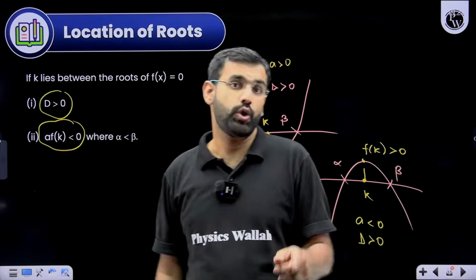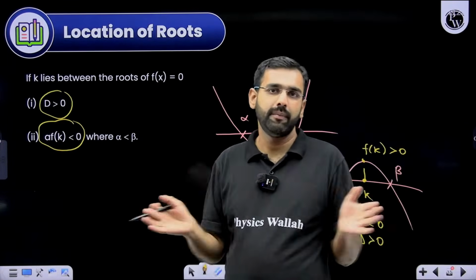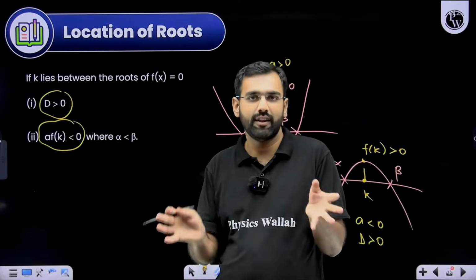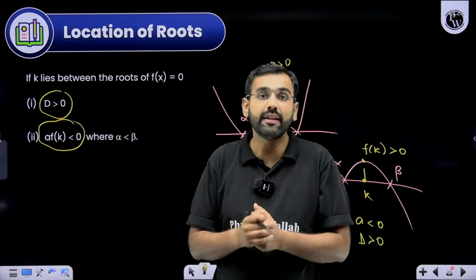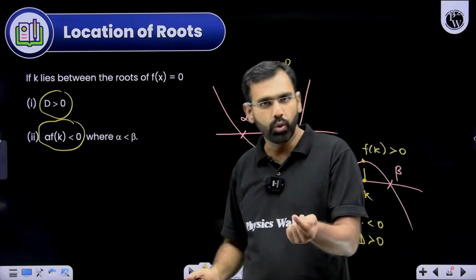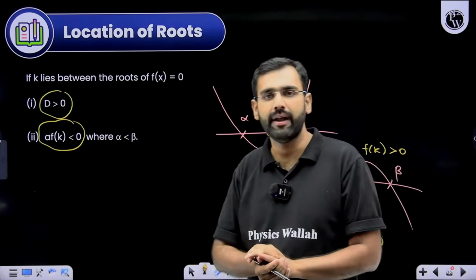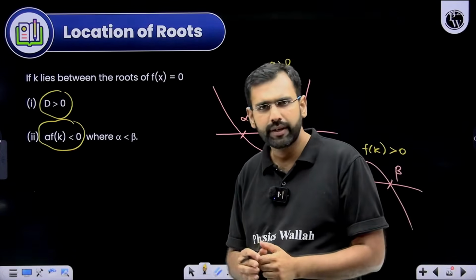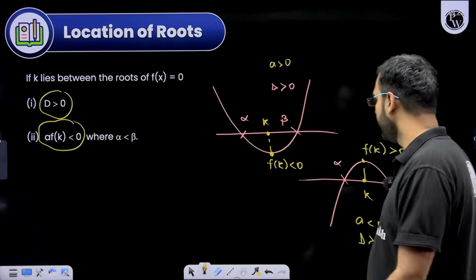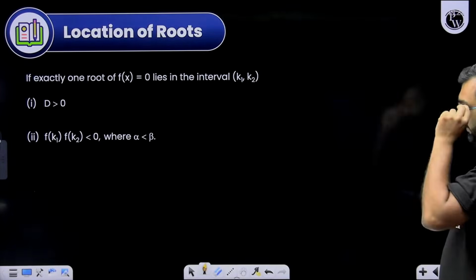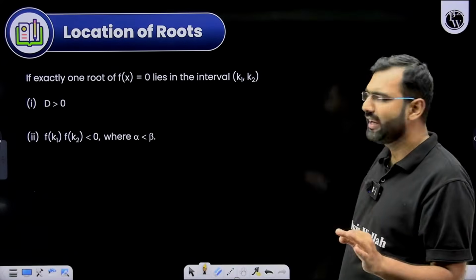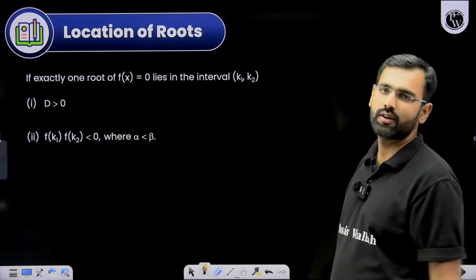If I wish to ensure that k lies between alpha and beta, or if I wish to say that alpha and beta contain a value k between them, then these two conditions I'll impose. I'll take their intersection, and that will be my final answer. Everybody got this? Can I move ahead from here? Now, when I solve the next part here, let's say exactly one root lies in the interval k1 to k2.